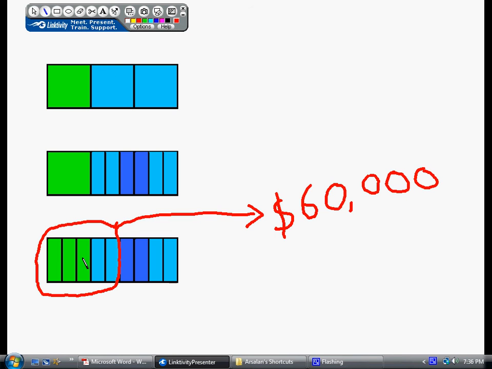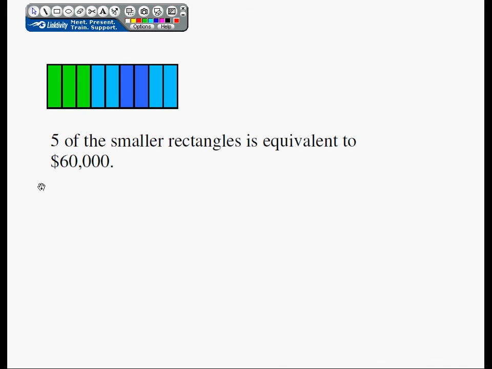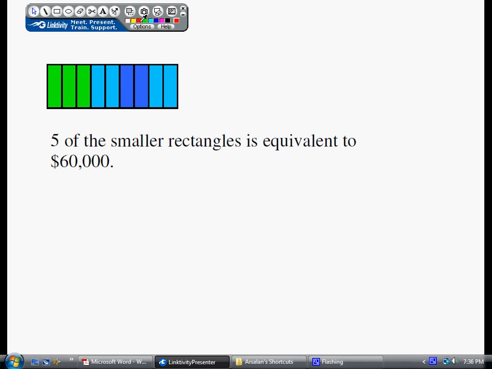Okay, so we're going to move to the next slide. Erase all this. Now, according to our previous slide and the question, 5 of the smaller rectangles is equivalent to 60 grand, and that means this is 60 grand.